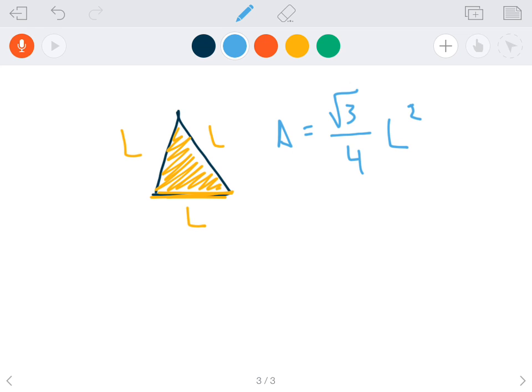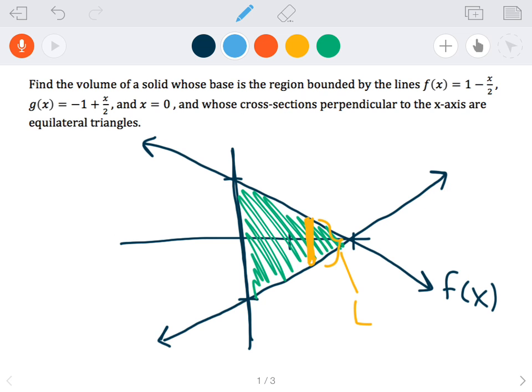So I've written the area of my cross-section in terms of L, but now I need to plug in actual functions for L. I'm going to go back to my figure here, and the question is, how can I write L in terms of my functions? This is just like finding the area between two curves. I'm going to take the top function minus the bottom function and plug that in for L.